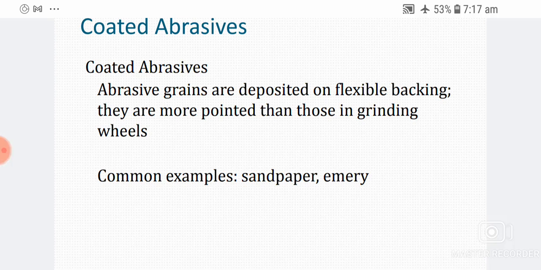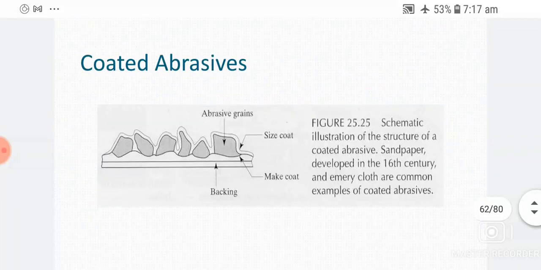This is the coated abrasive. Abrasive grains are deposited on flexible packing. They are more pointed than those of grinding wheels. Common examples are sandpaper and emery. Coated abrasive.